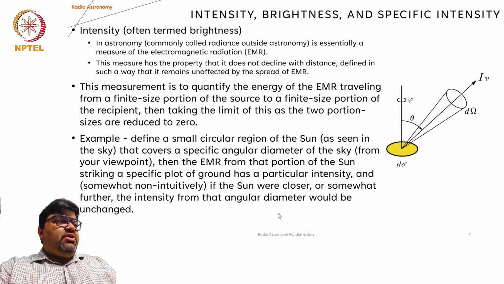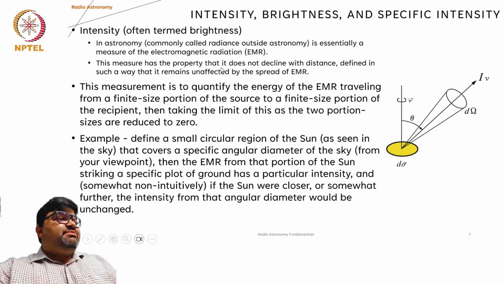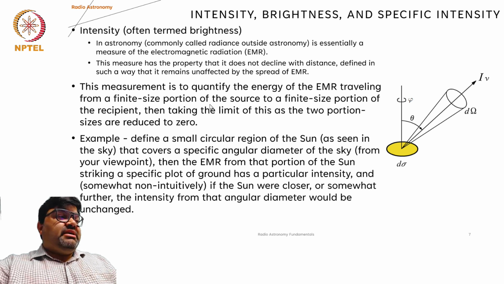Okay, carrying on. Intensity, brightness and specific intensity. Intensity, often termed brightness in astronomy, is essentially a measurement of the electromagnetic radiation. This measure has the property that it does not decline with distance, defined in such a way that it remains unaffected by the spread of the radiation. This measurement is the quantity of the energy of the electromagnetic radiation traveling from a finite size portion of the source to a finite size portion of the recipient or the detector.